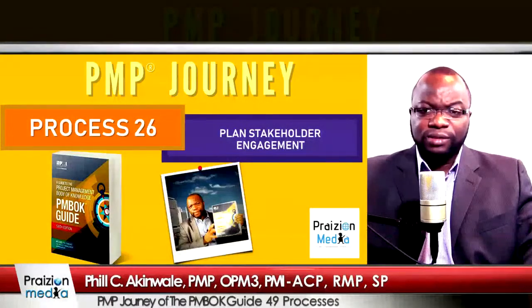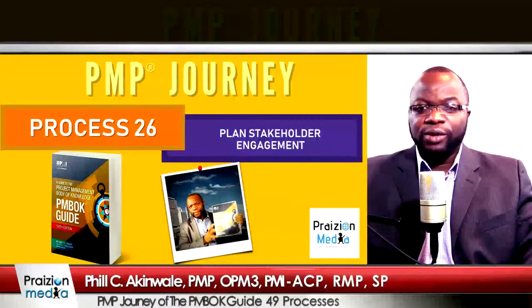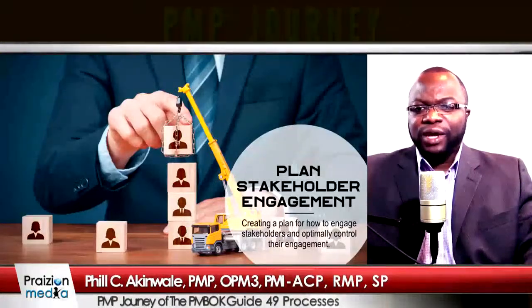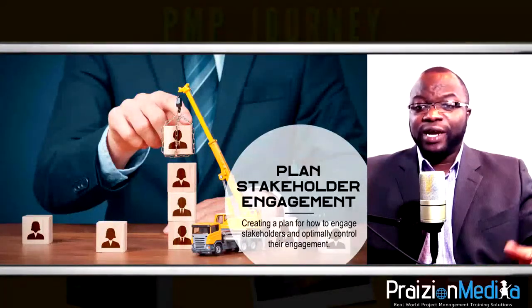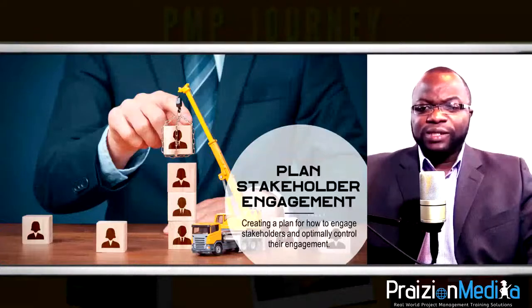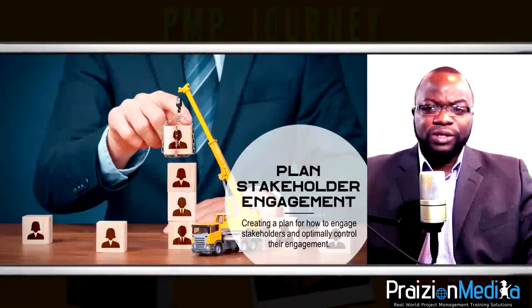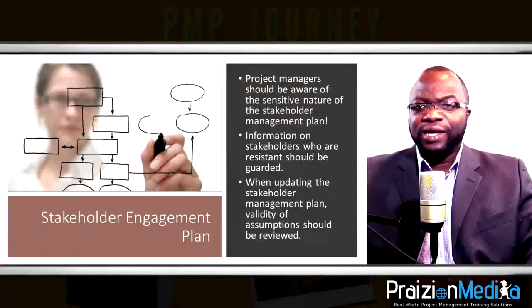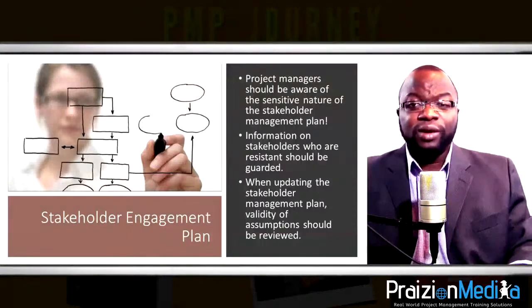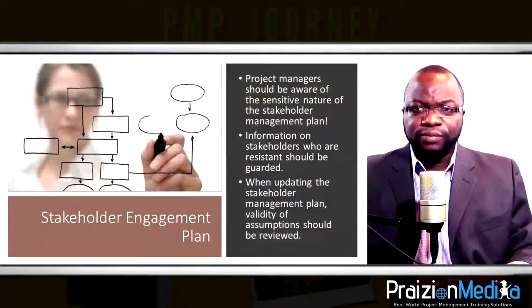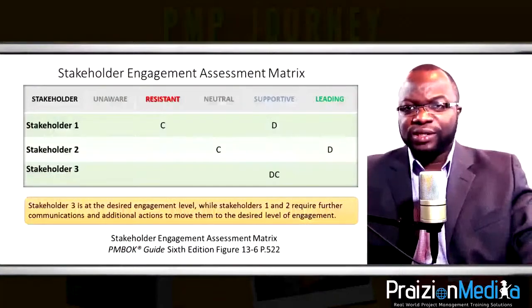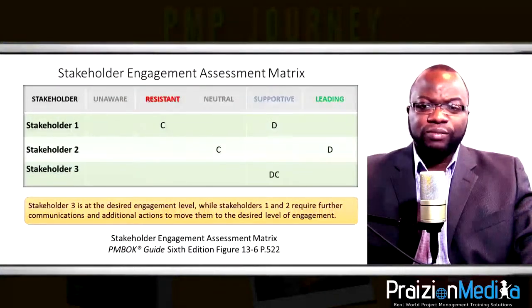Process 26, still in planning. Plan stakeholder engagement, and it's the final one in planning. In plan stakeholder engagement, this is where you plan how to keep your stakeholders engaged, who you've already identified. You may decide to have certain meetings or certain face-to-face engagements with these stakeholders. In plan stakeholder engagement, you develop a stakeholder engagement plan to engage your stakeholders in a proactive and meaningful fashion. This is where you also use the stakeholder engagement assessment matrix.